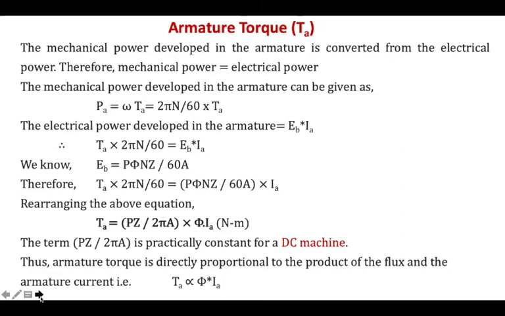Now for a shunt motor, because the supply is fixed, the field flux will be fixed, and therefore the torque will be proportional to the armature current directly. And in case of the series motor, the field current is the same as the armature current, and therefore the torque will be proportional to Ia square in case of a DC series motor.